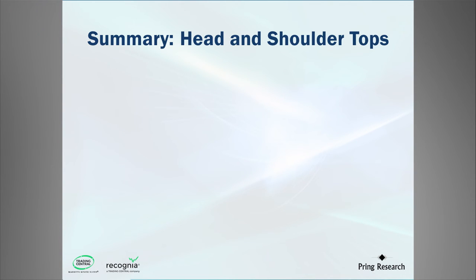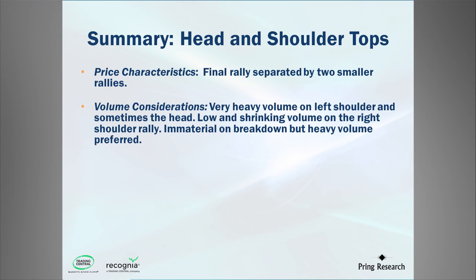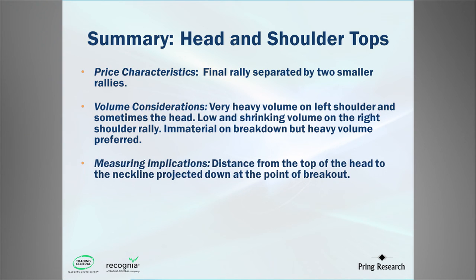Head and Shoulders Tops Review. 1. Price characteristics. A final rally separated by two smaller rallies at tops. 2. Volume considerations. Very heavy on the left shoulder and sometimes on the head. Low and shrinking volume on the right shoulder rally. Immaterial on the breakdown, but heavy volume is preferred. 3. Measuring implications. Distance from the top of the head to the neckline projected down at the point of breakout.